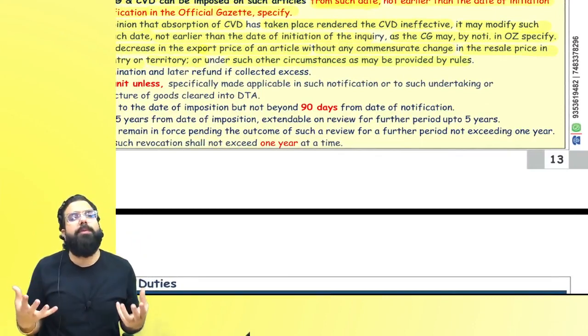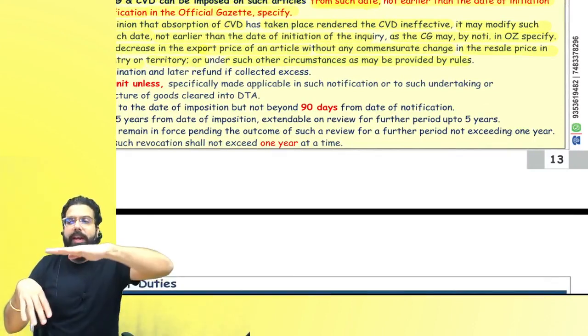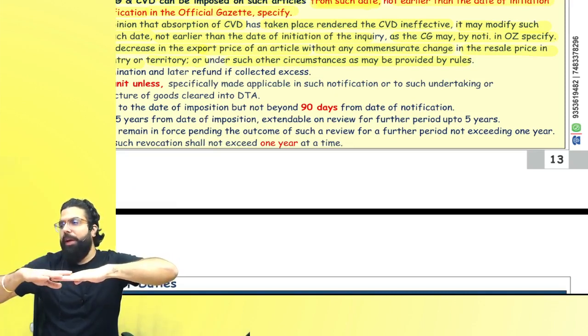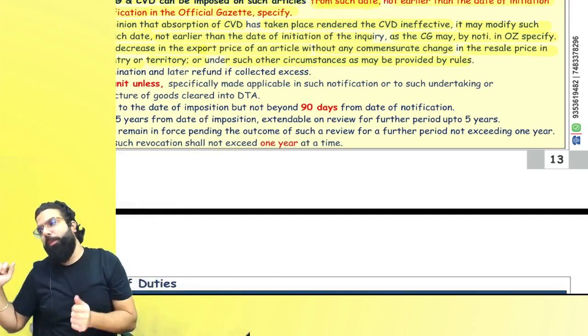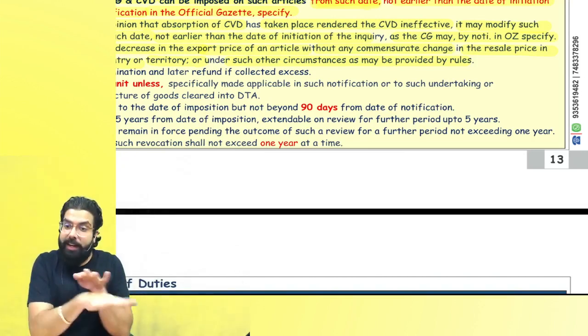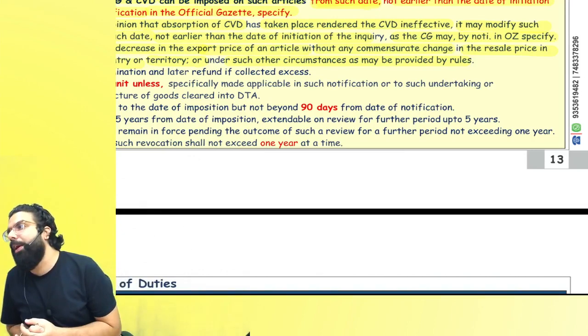When is it said that absorption has taken place? Suppose in India the goods are selling at 120. Now everyone, we charged 10 rupees of duty and he reduced the price by 10 rupees. It means he is trying to do absorption. Export price came down, Indian price is not changing. In India it was selling earlier at the same price, and now also at the same price. Then they are telling there is an absorption which has taken place.